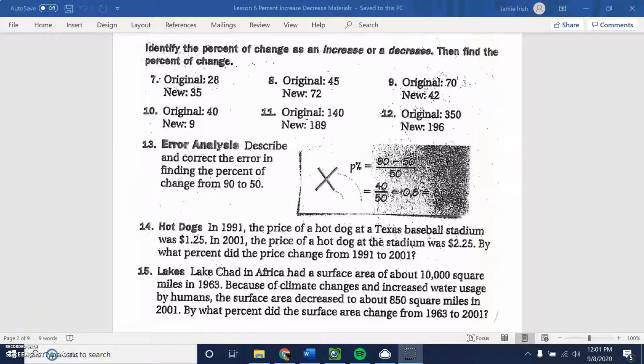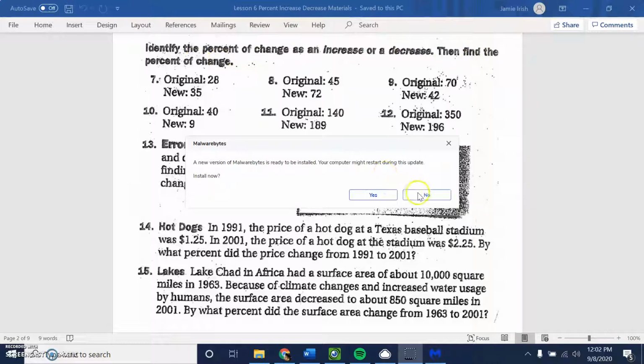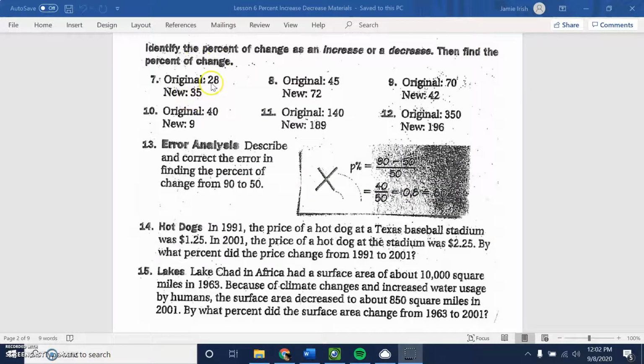All right. So we are going to identify the percent of change as an increase or a decrease, and then find the percent of change. Okay. So why would you need to do this? Well, let's figure that first. If you have an original price of 28 and then a new price of 35, what percent did the price or whatever go up? That's what we're trying to figure out here.